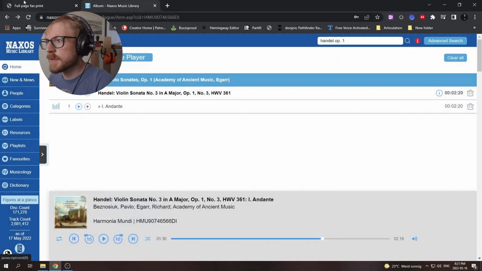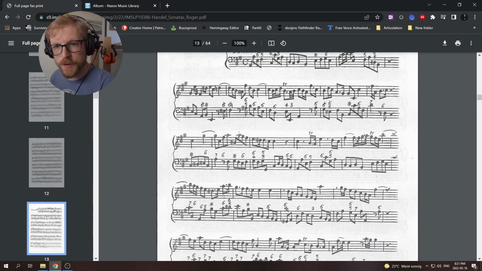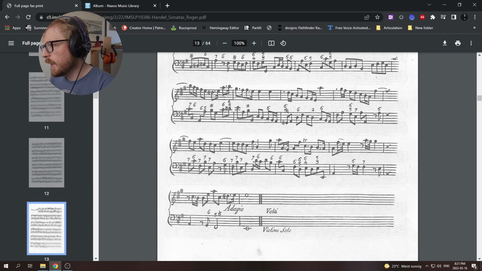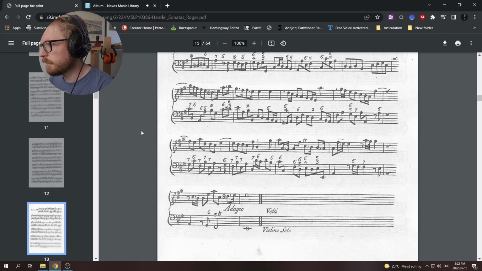Okay, so now we're in the same opus again. Sonata number 3, the first movement, the Andante movement. I think this is Pavlo Beznosiuk playing. We're going to listen to him play basically from the penultimate line here, on the tie over from the high F sharp. So here we go.